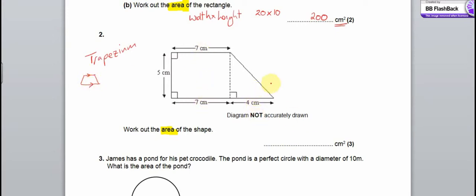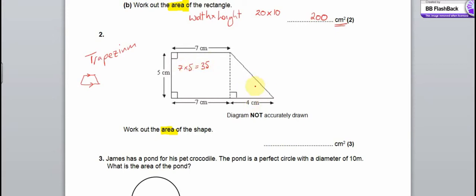Now, several ways of doing this. We could use the Trapezium Formula, which you should know about, or you could split the shape up, in this case, into a triangle and a rectangle and work them out separately. So first of all, I'm going to work them out separately. So this one here, we've got loads of numbers here. We need a width times height for the rectangle, so it's 7 multiplied by the 5, which is 35.